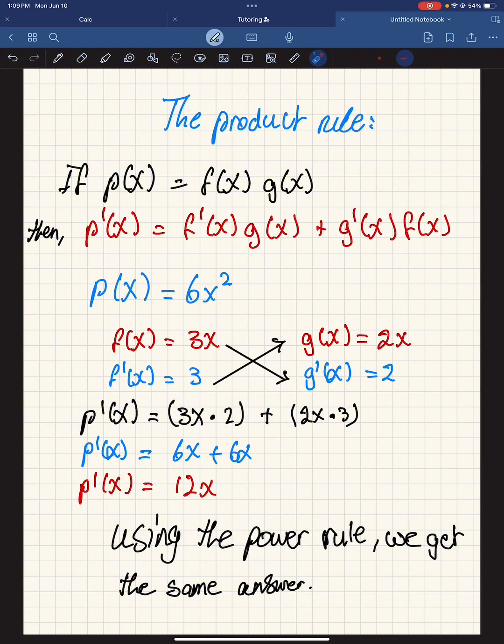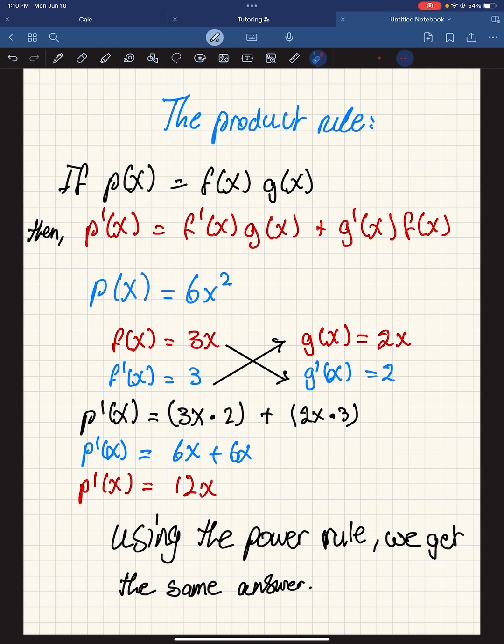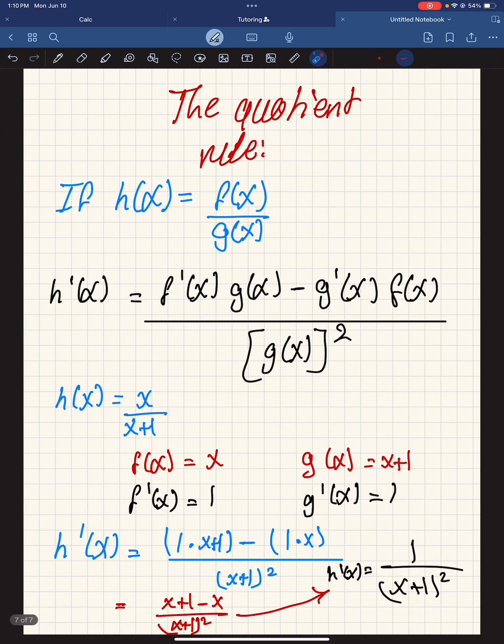And if you noticed, you would get the same answer if you use the power rule instead, which would just be bringing the exponent to the front, so it's going to be 6 multiplied by 2, and then x to the power of 1 is just going to give you 12x. So if you use the power rule, it gives you the same answer, but the product rule is more convenient in certain situations, and the power rule is more convenient in certain situations. Same thing applies for the quotient rule.